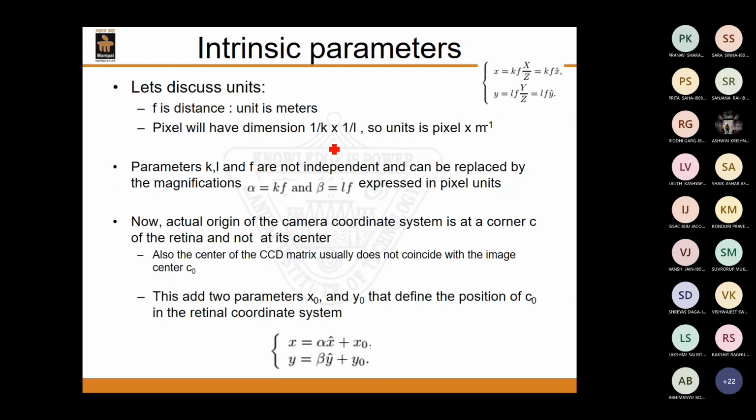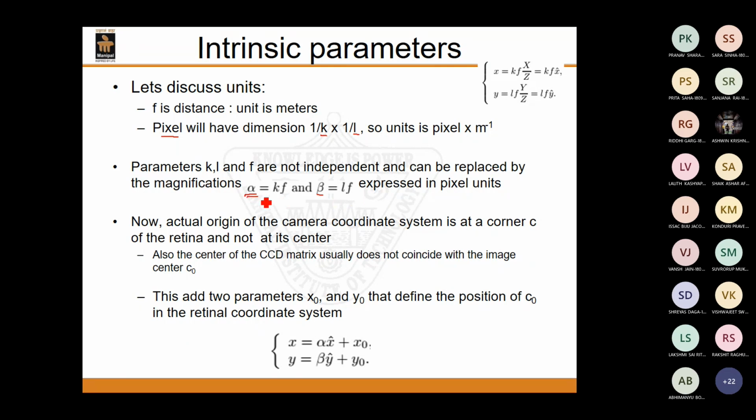So I can see, since k is the number of pixels present per unit distance along the x direction, and l is the number of pixels per unit distance along the y direction, I can say the pixel dimension can be given by 1 by k into 1 by l. And from these values of k and l, I can determine the magnification factors, which are given by alpha and beta, right? So alpha can be written as kf and beta is equal to lf, and these are expressed in pixel units.